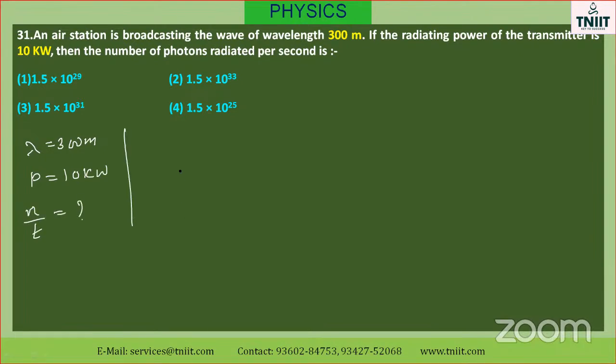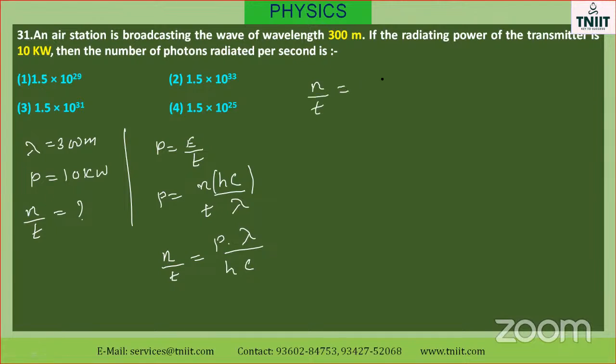What's the basic formula for power? Energy by time, no? Yes, sir. Energy formula is hc by lambda, and T as it is. If there are n number of photons, what is the total energy? N times hc by lambda. So what is the number of photons per second here? Power into lambda divided by h into c.